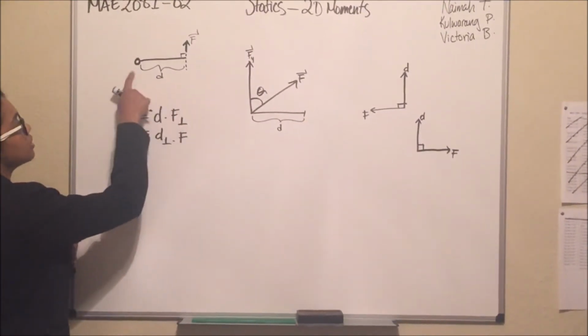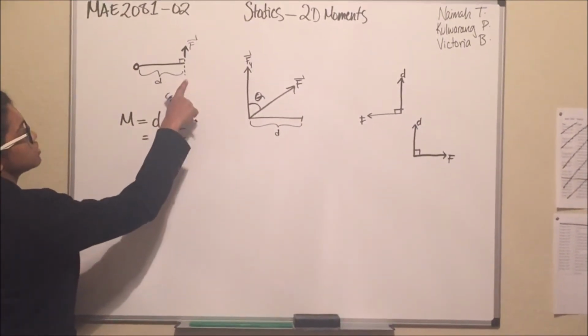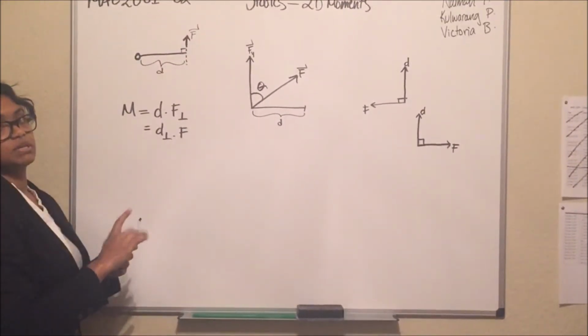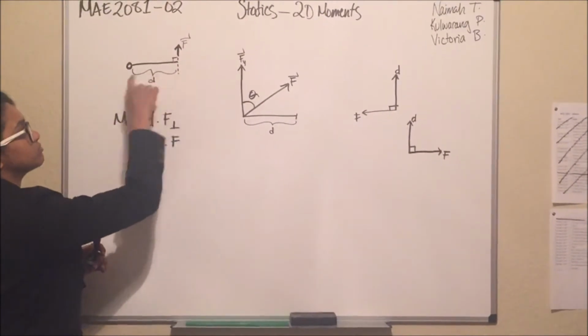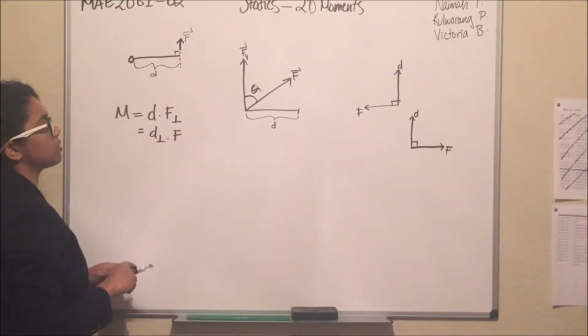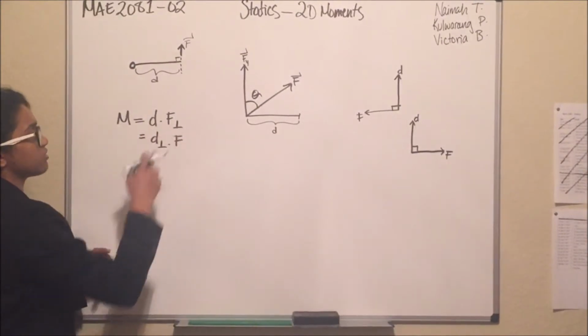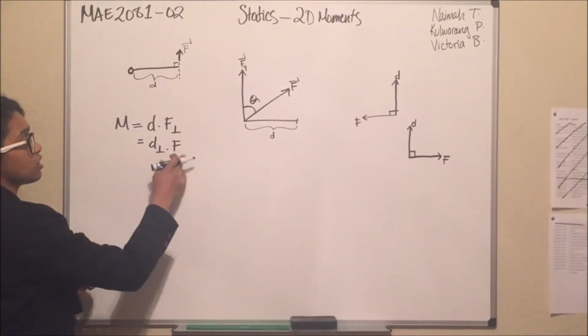The distance from the point of rotation to the line of action, and the force acting upon the line of action. When they say the line of action, it's basically the line from the place where the force is acting upon. So the official definition of moment is d dot f perpendicular, or d perpendicular dot f.